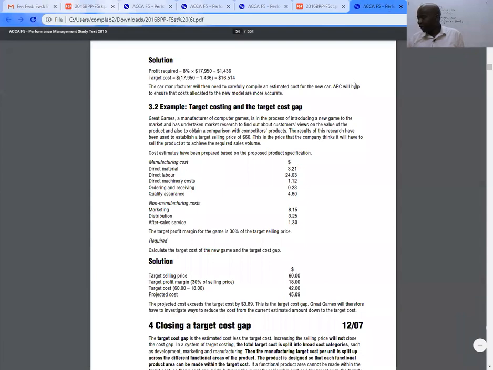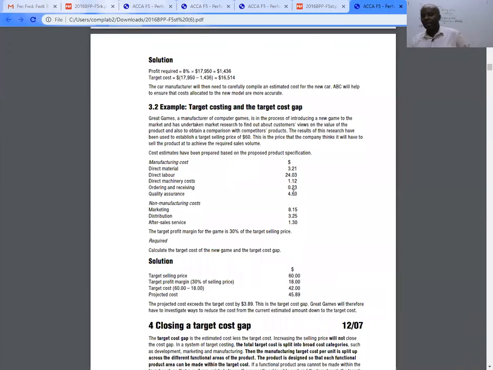So we are told here, Great Games, I'm reading example 3.2. Great Games, a manufacturer of computer games, is in the process of introducing a new game to the market and has undertaken market research to find out about customers' views on the value of the product and also to obtain a comparison with competitors' products. The results of this research have been used to establish a target selling price. So you can see they have given you a target selling price of $60.